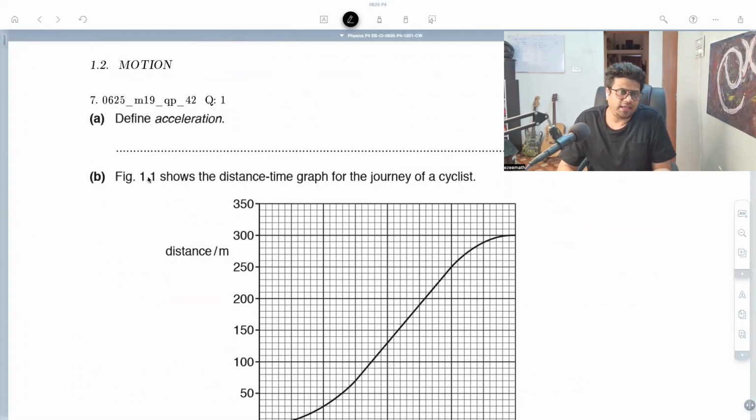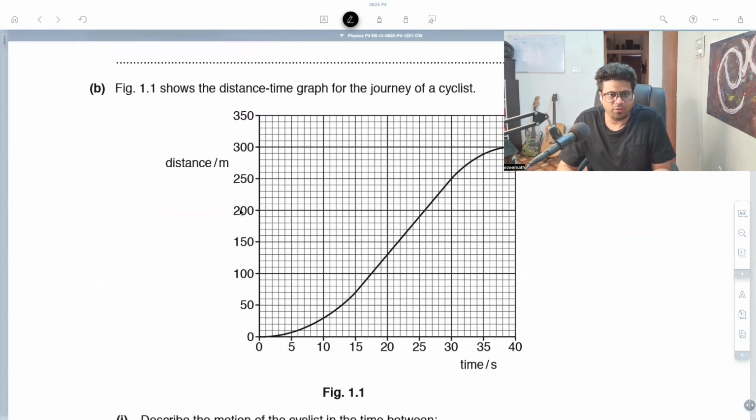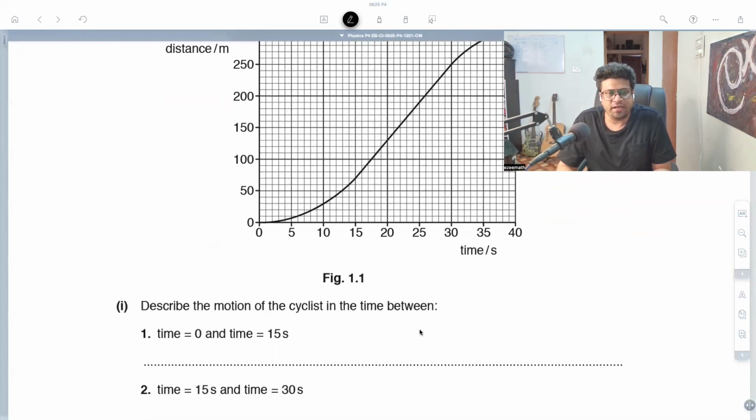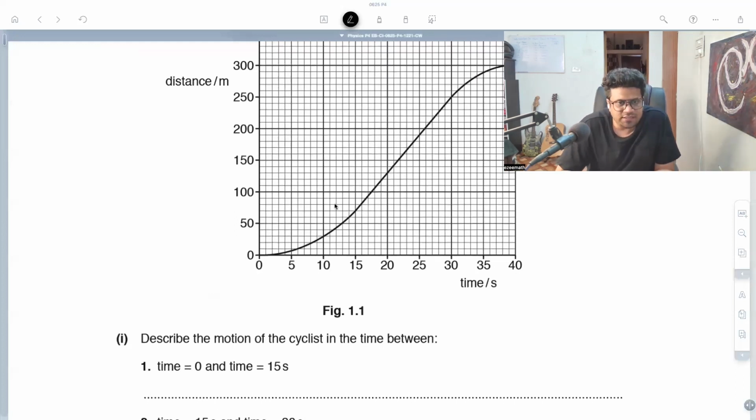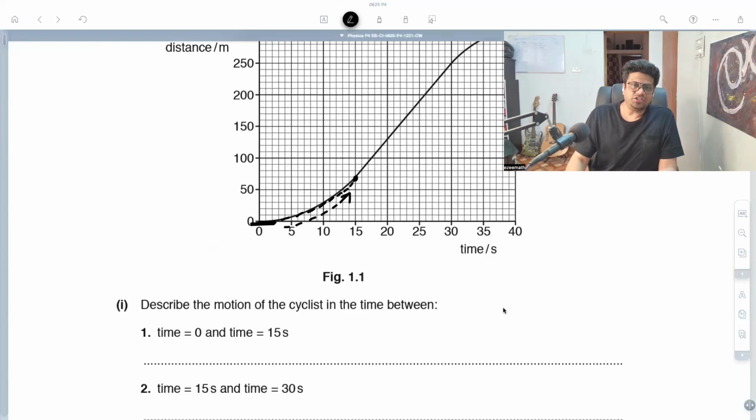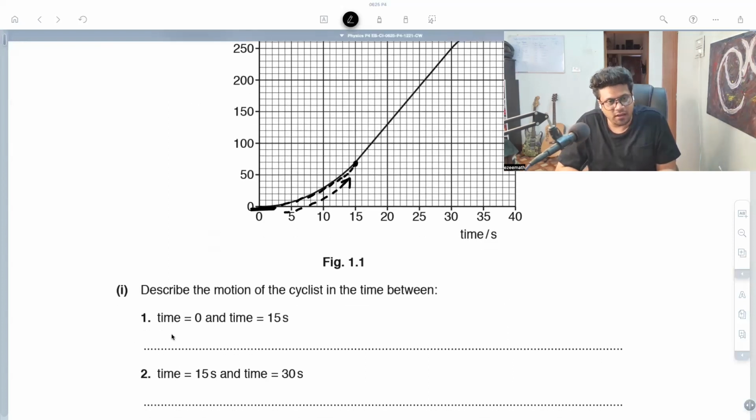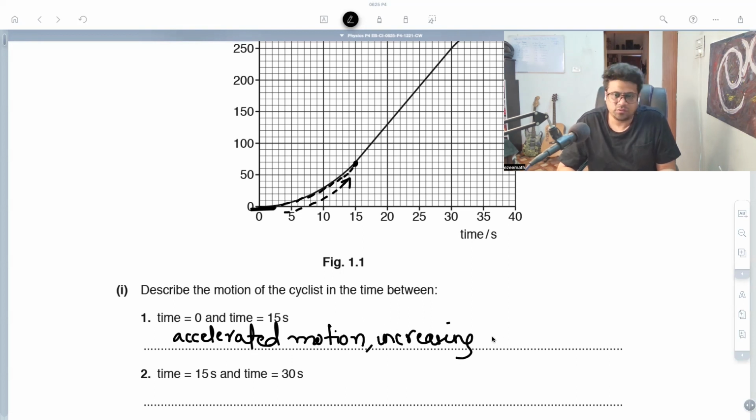Okay. Define acceleration. Well, we'll talk about it later on. Here, we're going to only talk about distance time graphs. Describe the motion of the cyclist in time between 0 and 15 seconds. So 15 seconds is somewhere here. I see that the tangent of this curve is sloping upwards as we go in time. It means that the speed is increasing. And initially, the tangent on the curve was a horizontal line. If the tangent slopes upwards, this is an accelerated motion because the velocity is increasing. Accelerated motion, increasing speed. That's what it literally means.